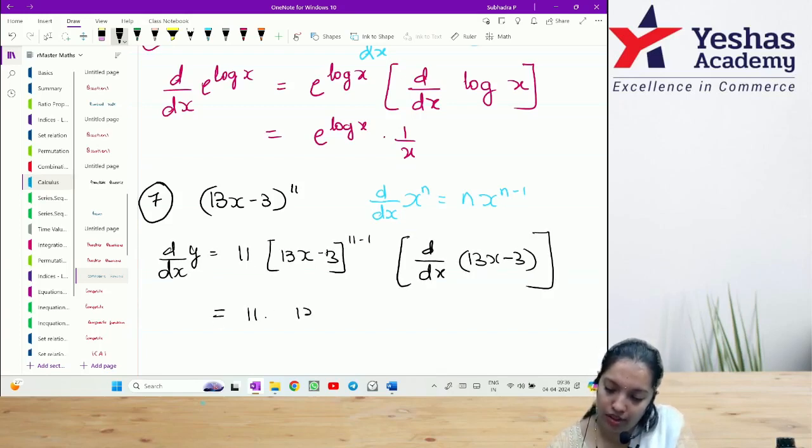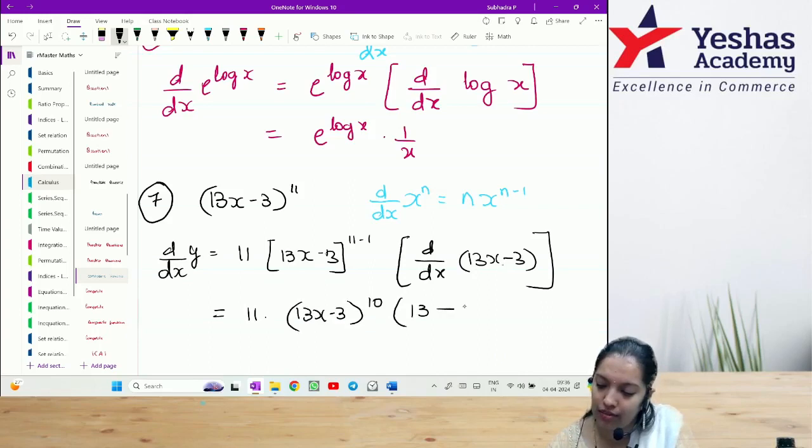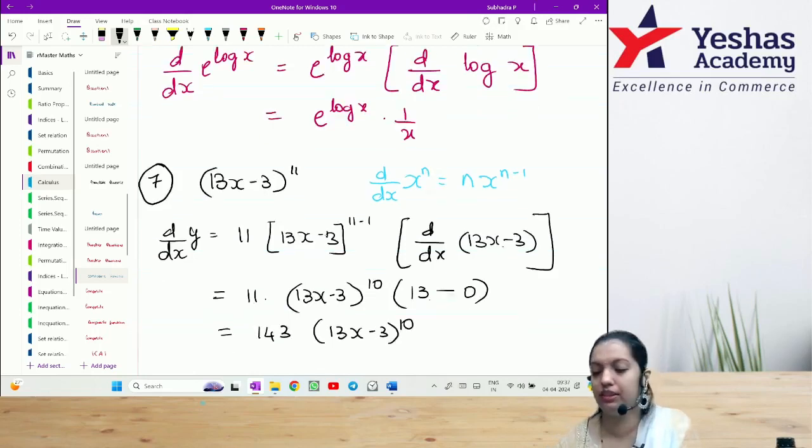11 into 13x minus 3 whole power 10 into, what is derivative of 13x? 13. What is derivative of 3? 0. 11 13s are 143. 143 into 13x minus 3 the whole power 10. This is the answer.